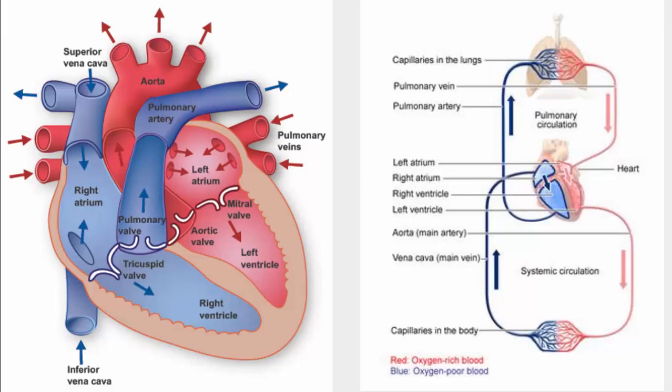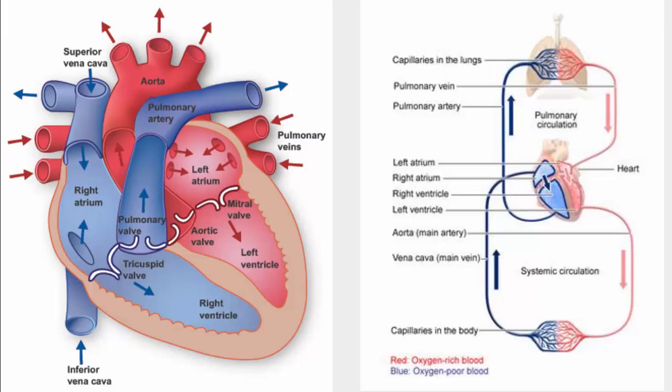So if we start here with the right atrium, the right side of the heart deals with what kind of blood? Deoxygenated. So the right side of the heart, the right atrium, collects all the blood from the various parts of your body. The inferior vena cava collects blood from the lower portions of the human body. The superior vena cava brings down deoxygenated blood from the upper parts of the body. It all collects in the right atrium.